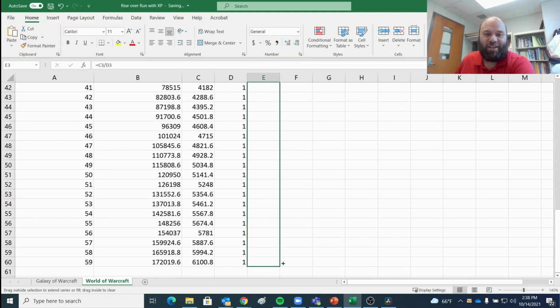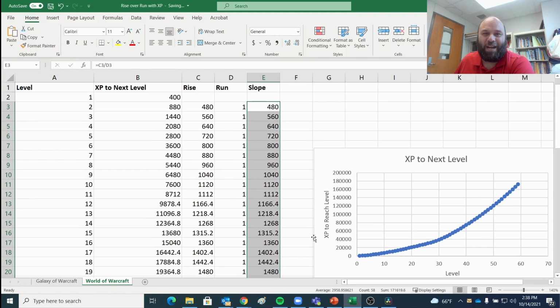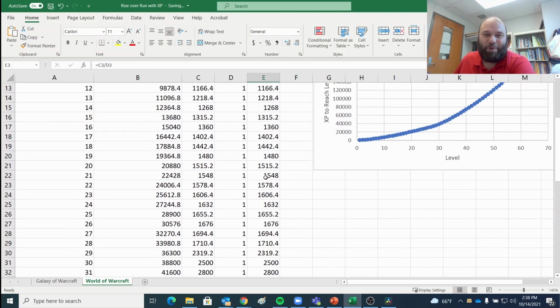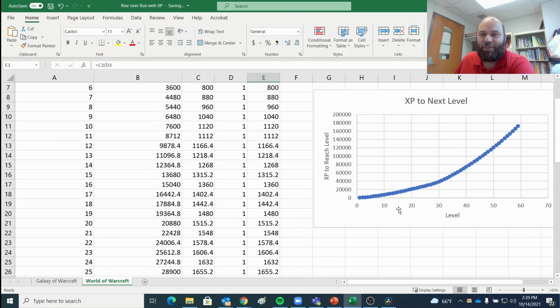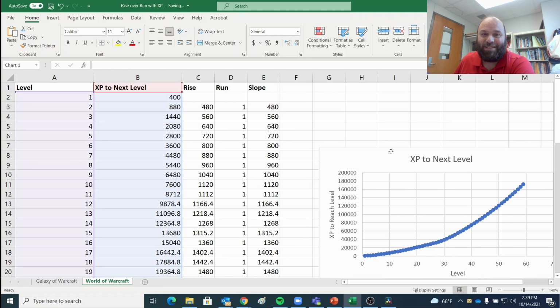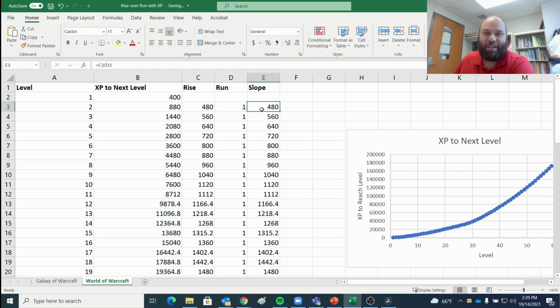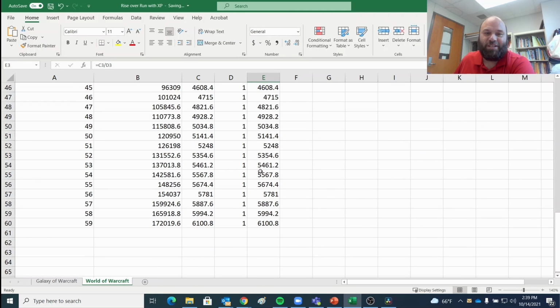But the important thing is that this slope, the rise over the run, is not constant. Right? In fact, it appears to be growing. Well, what does that mean? Well, if you take a look at this graph, notice just how it's getting steeper and steeper and steeper. The total number of XP you need to get to the next level is growing. It's not constant. We can actually make a graph of the slopes. Let's do that.